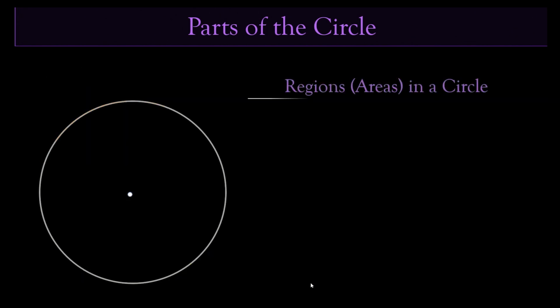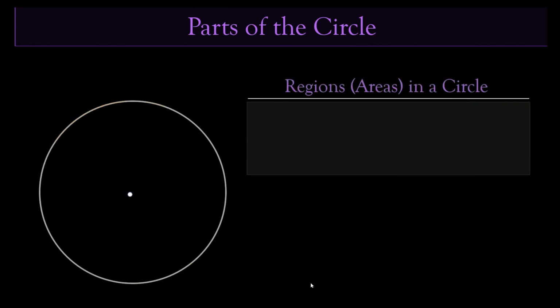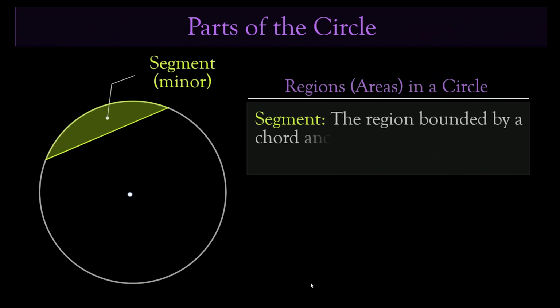Okay? Other than those lines, we also have regions within a circle or areas inside a circle. And the first one there is what we refer to as a segment. Okay, so what is a segment? It is the region inside a circle that is bounded by a chord and the associated arc. So we talked about this here, that small part of an outline is called an arc, and the arc together with the chord bound a region within, and that is called a segment.